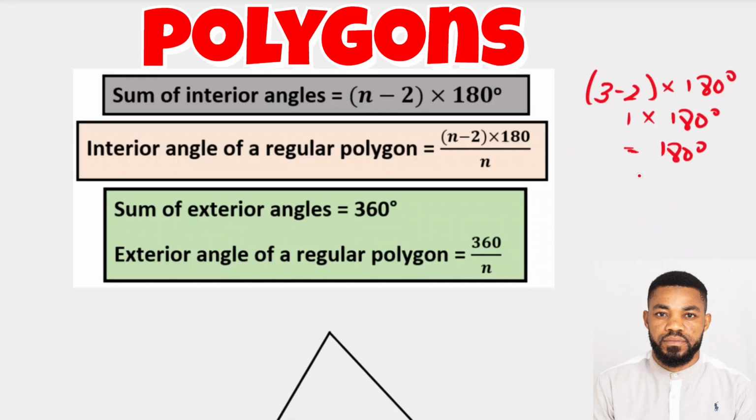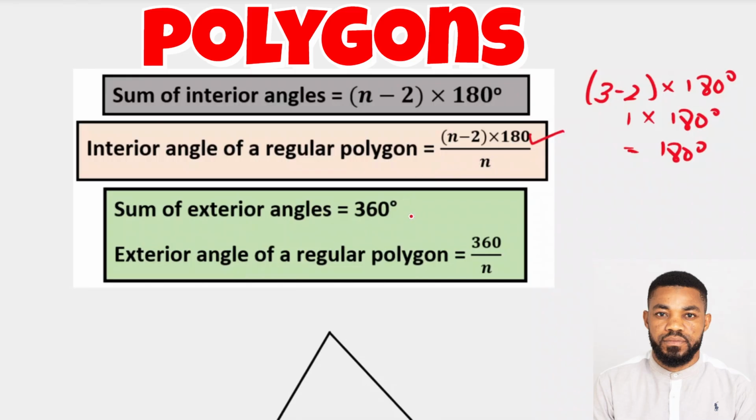So when n is, let's say, 5, that is a pentagon, we just replace this n with 5 and do the calculation. Now, the next formula that you're supposed to know is the interior angle of a regular polygon. A regular polygon is a polygon that has equal sides. In fact, the sides are congruent, meaning they are the same. So when that happens, the interior angles are also going to be the same. So we can use this formula to find the interior angle of a regular polygon. That is the sum of that particular polygon divided by the number of sides. That will give you each of the interior angles. So you have to know this formula too.